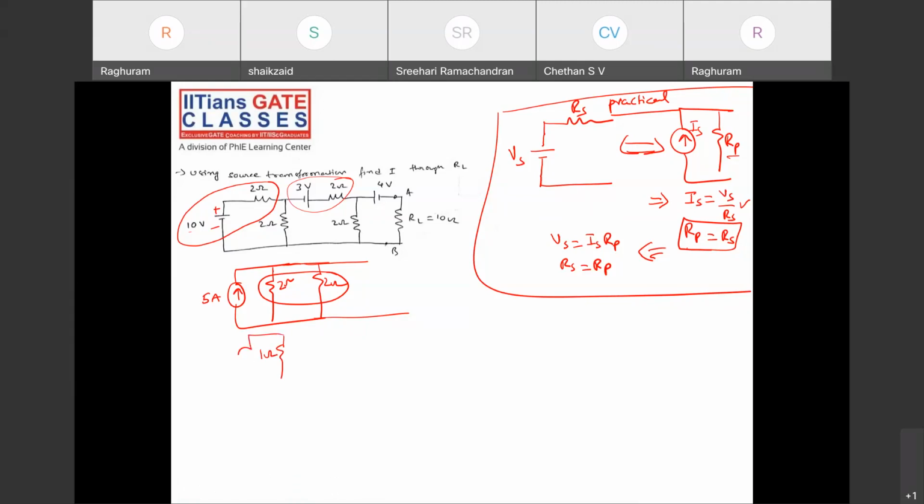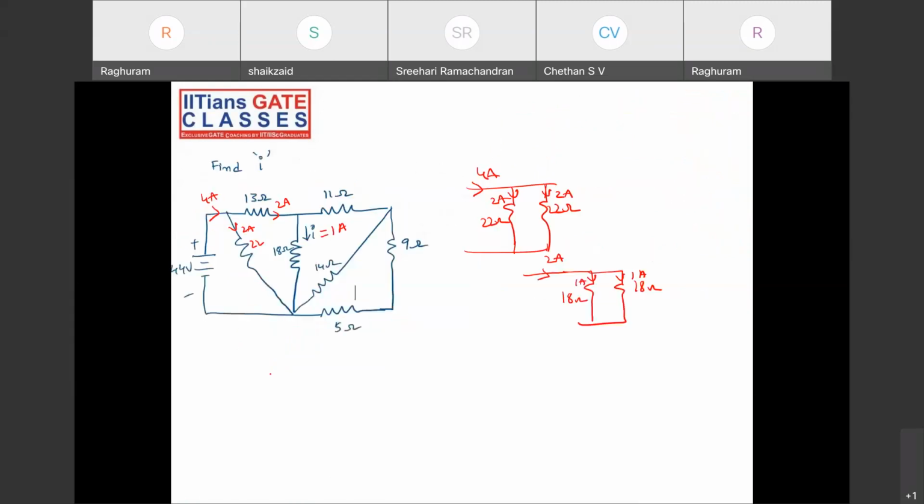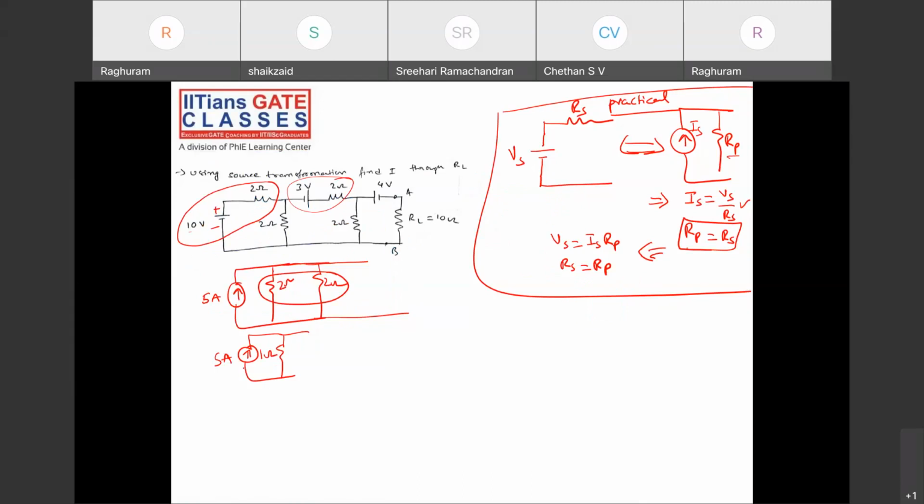I have seen many people make this mistake, that's why I'm telling you. So this is 5 amps, and 2 ohms and 2 ohms are in parallel, so you'll get a 1 ohm resistor. So again, if you see, this is 5 amperes in parallel with a 1 ohm resistor. This is a practical current source, so convert this again into a voltage source. This is how you will get it, right?